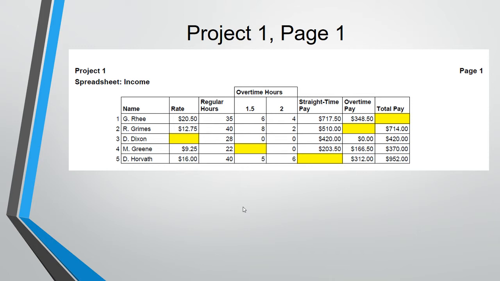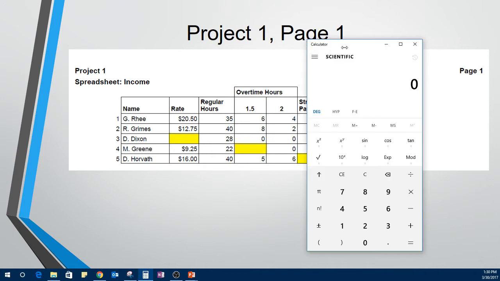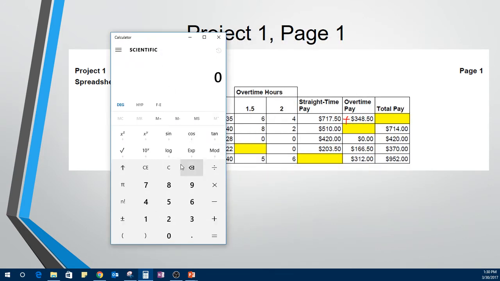We have 5 blank boxes here, and we need to find each blank box. So we're going to start off with number 1, which is Green. We need to find the total pay. To find the total pay, we need to add the straight time pay plus overtime pay together. So that is the formula for finding total pay.